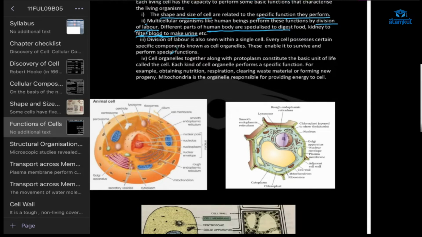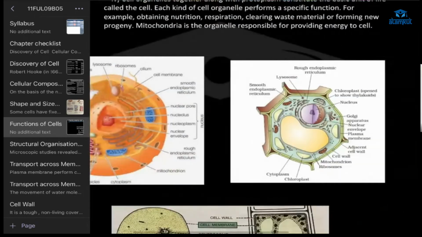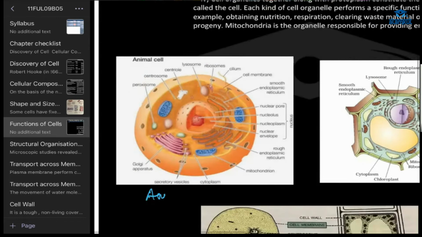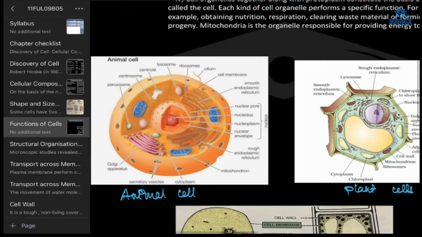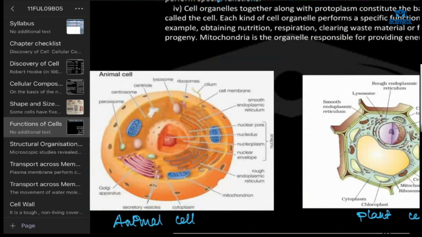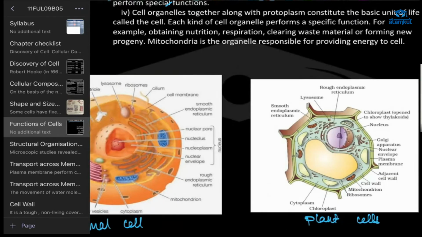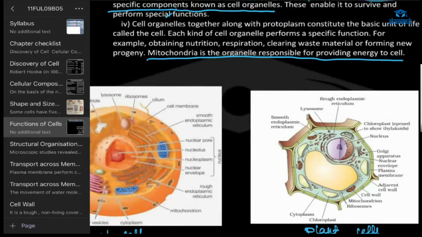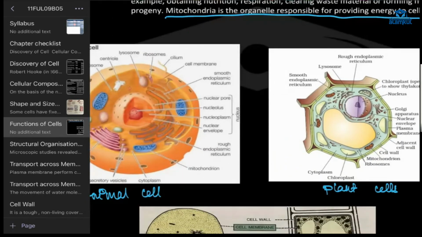Next, every cell possesses certain specific components called cell organelles. See, this is an animal cell and this is a plant cell. Now, each cell organelle performs a specific function. Like the mitochondria, it is responsible for providing energy to the cell. Then the plasma membrane is used for the transport of materials between the cell and its surroundings.